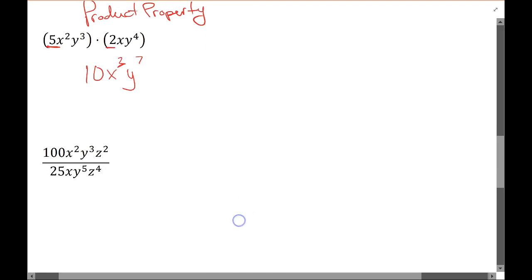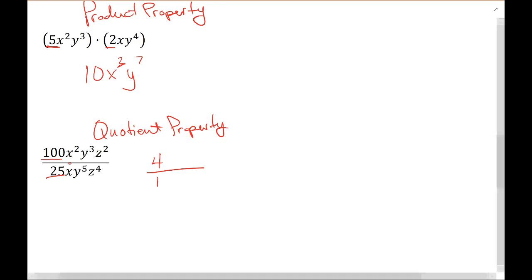All right. Next, we have the quotient property. And so 100 divided by 25 is 4. You can put the 1 below if you want, just to represent that there was a 25 there. And now we're going to do subtraction. What I would suggest to you is you always want to take the bigger number minus the smaller number with your exponents. And then that result will either go in the top or the bottom, depending on which one had the most to begin with.